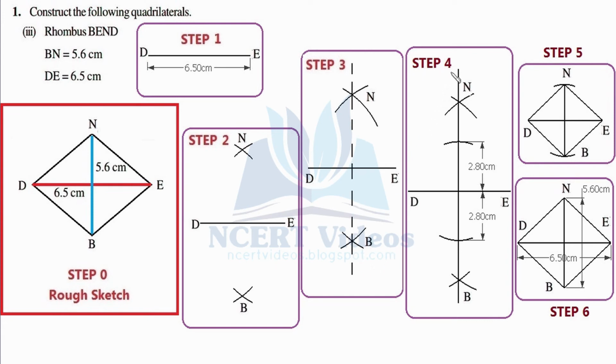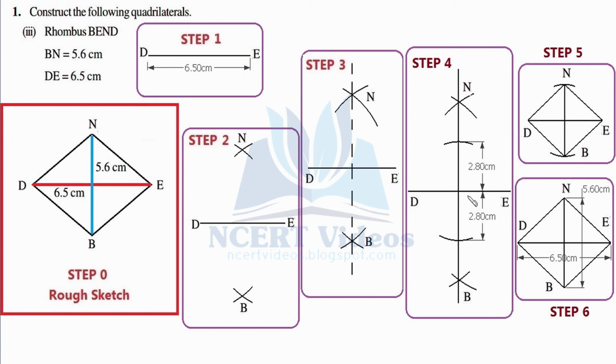In step number 4, adjust the compasses at a distance of half of 5.6 cm. After adjusting our compasses at a distance of 2.8 cm, which is half of 5.6 cm, put your needle over here at the intersection point of these two line segments that we have just constructed, and then draw these arcs such that they intersect this dotted line segment in the opposite direction as well, in the downward direction, without lifting the needle from this point.